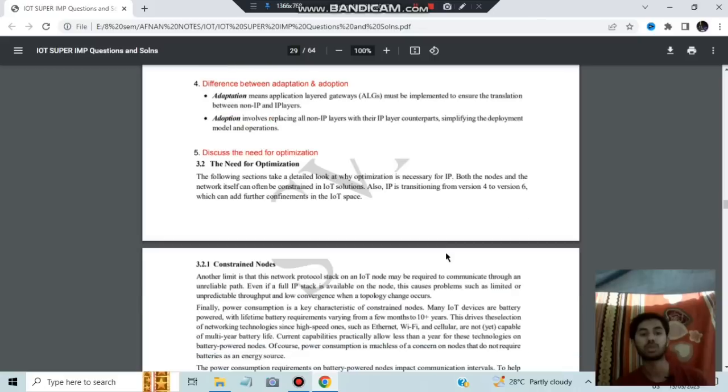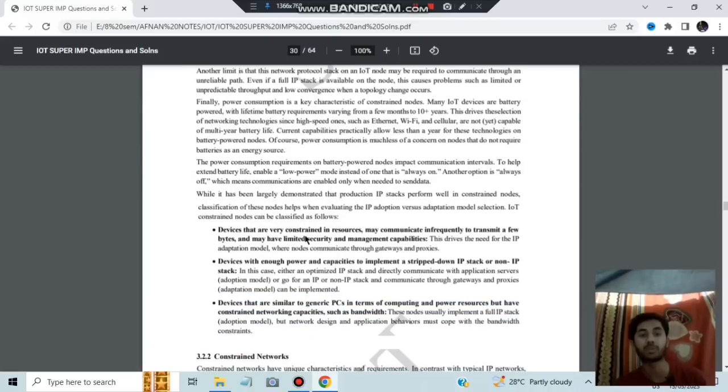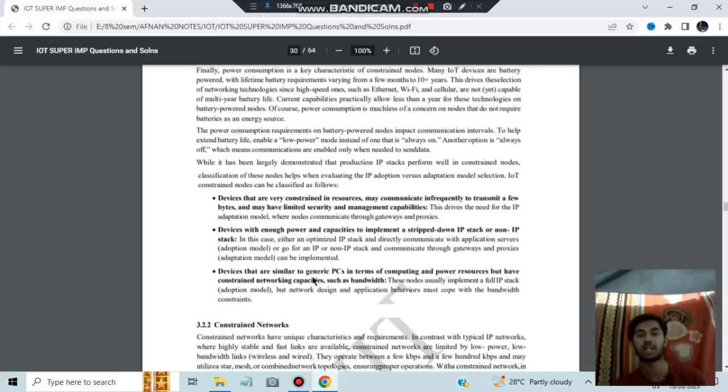Firstly, we have the constrained nodes. In constrained nodes you can only do specific things. If you optimize it, you will be able to do many other things at the same time. There are three classes of it. The first class is the device with very constrained resources, enough power, and similar to generics. Based on these three we have to make the changes.